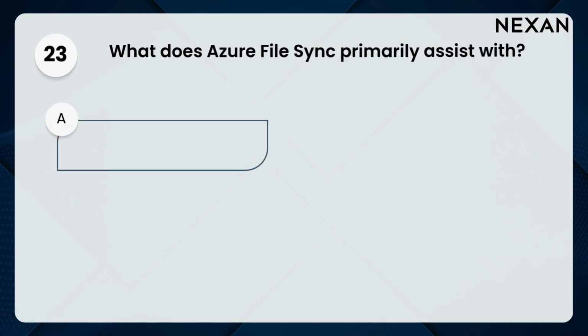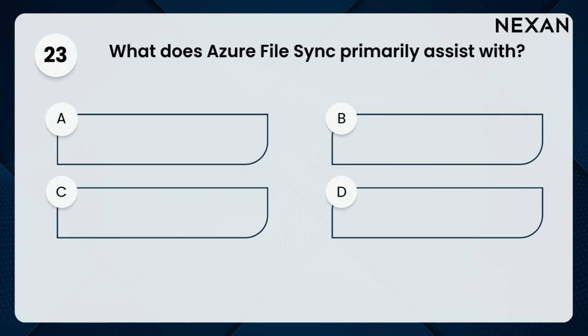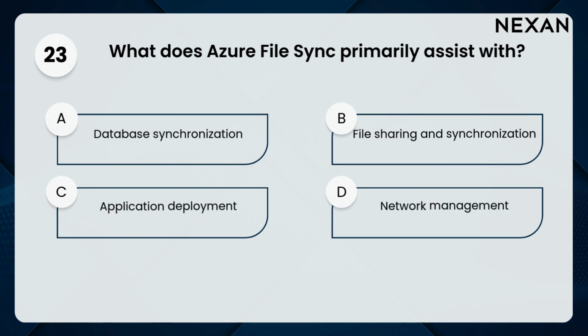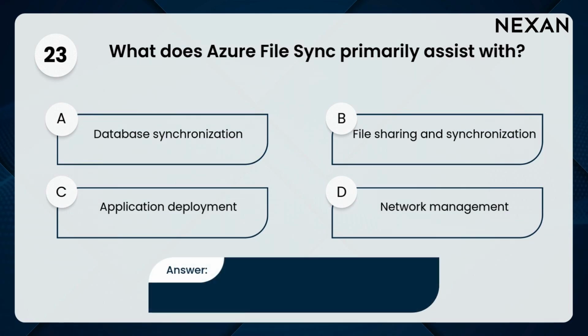23. What does Azure File Sync primarily assist with? A, database synchronization, B, file sharing and synchronization, C, application deployment, D, network management. Answer: B. File sharing and synchronization.